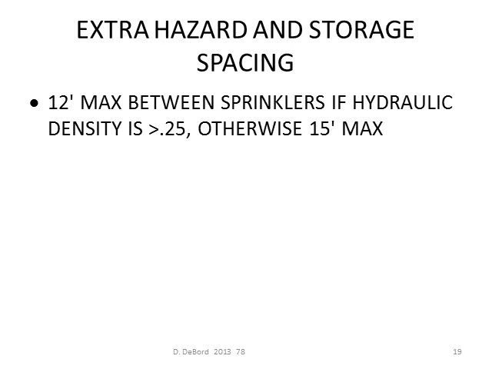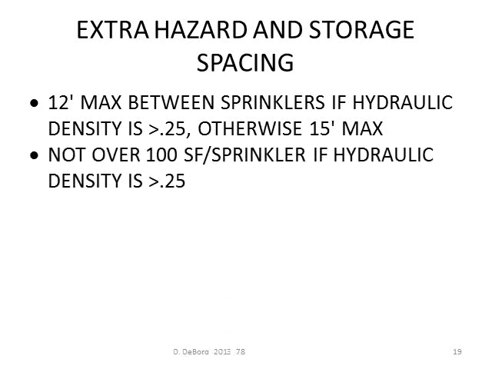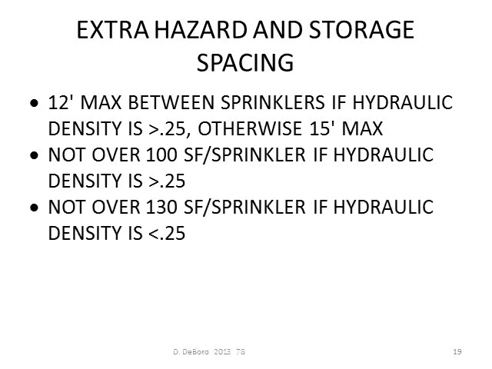225 square feet. Extra hazard and storage spacing gets a little denser, 12 foot maximum between sprinklers if your hydraulic density is greater than 0.25. Otherwise, it's 15 foot maximum. Not over 100 square feet if hydraulic density is greater than 0.25. Not over 130 square feet if hydraulic density is less than 0.25.